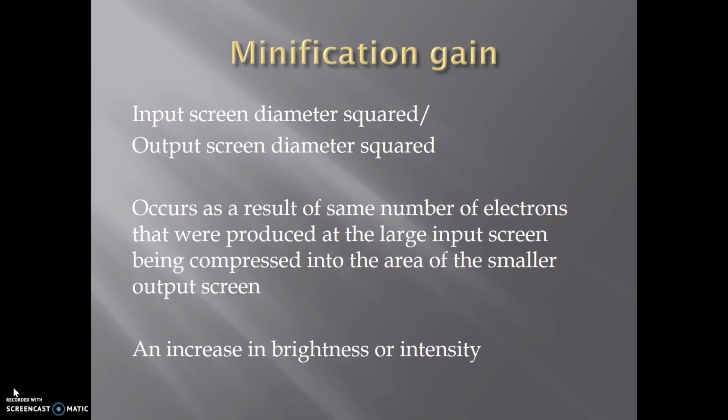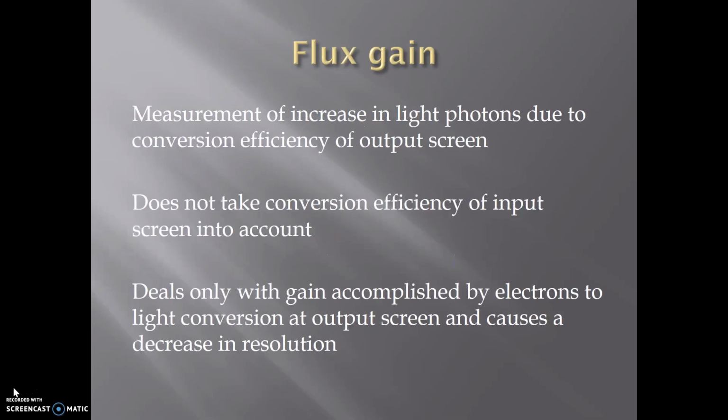Minification occurs as a result of the same number of electrons that were produced at the large input screen being compressed into the area of the smaller output screen. This causes an increase in brightness or intensity. Flux gain is a measurement of increase in light photons due to the conversion efficiency of the output screen. This does not take into account the conversion efficiency of the input screen. It only deals with gain accomplished by electrons to light conversion at the output screen and causes a decrease in resolution.